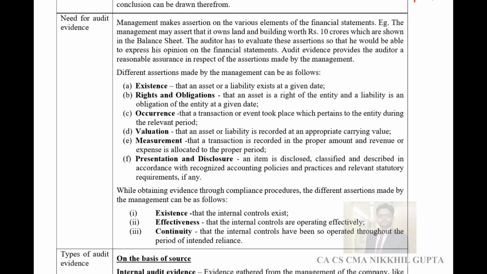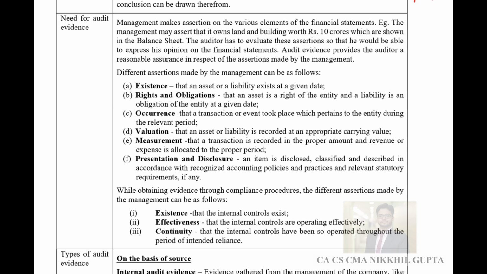Like management would say that we have 100 crore worth of fixed assets. This is a claim or the assertion which is made by the management. As an auditor, I would want to find out the documents behind these claims so that I can comfortably comment whether the company has 100 crores of assets or not.